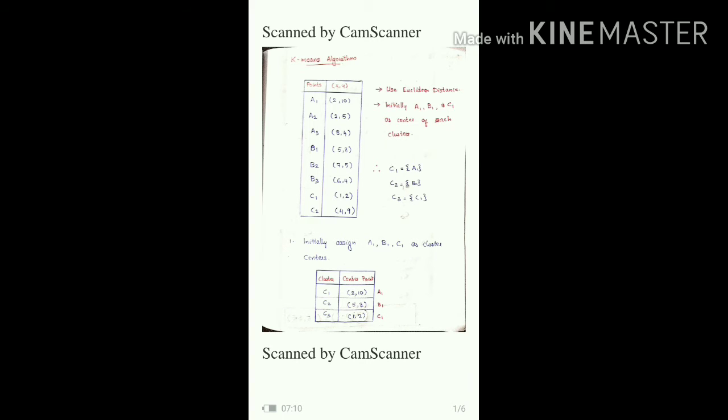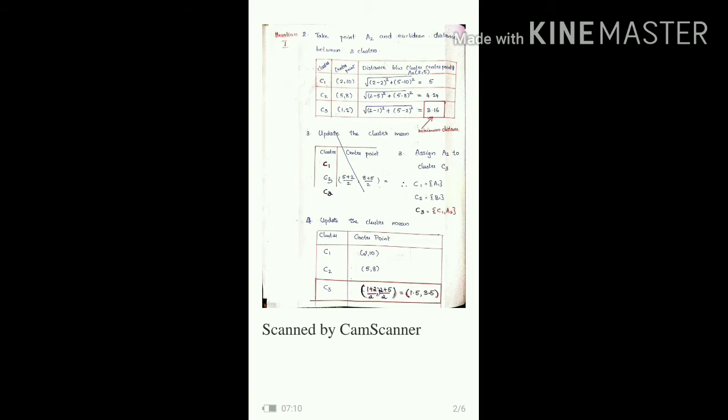So initially we assign A1, B1, C1 as cluster centers. That means the center points are C1 (2, 10), which is A1's value, C2 (5, 8), which is B1's value, and C3 (1, 2), which is the C1 value. After assigning these, we choose the next point, A2. So in the next step, the iteration starts.